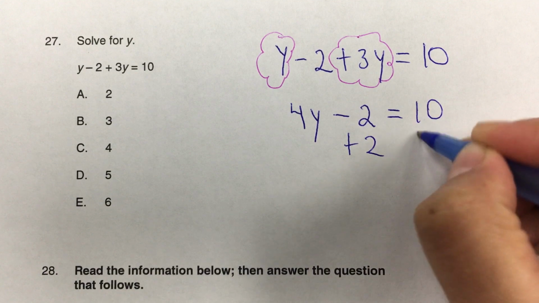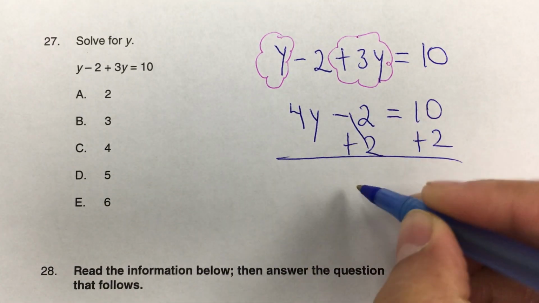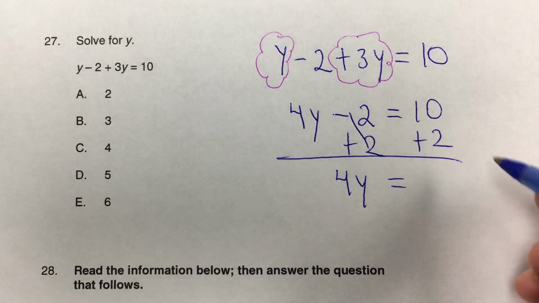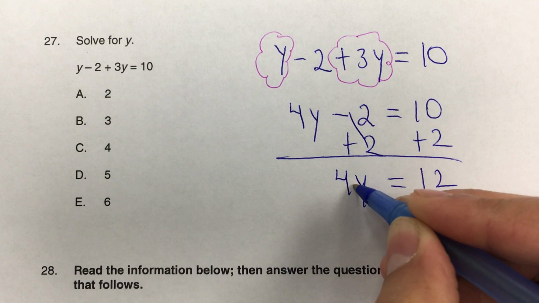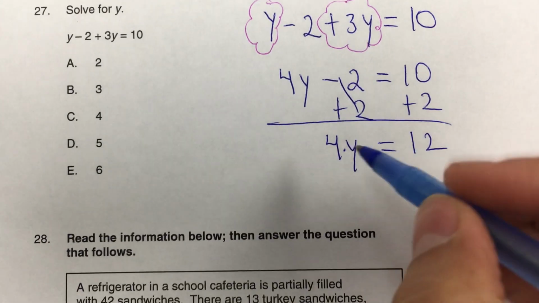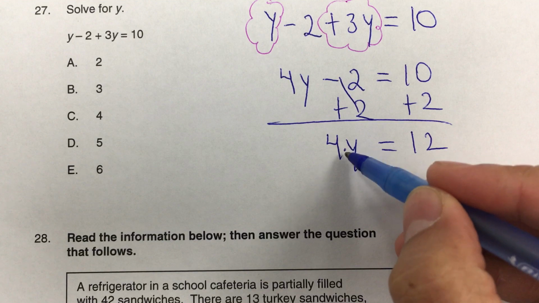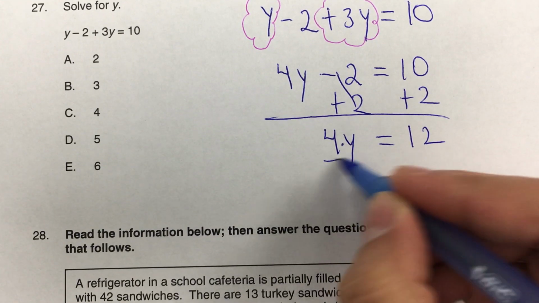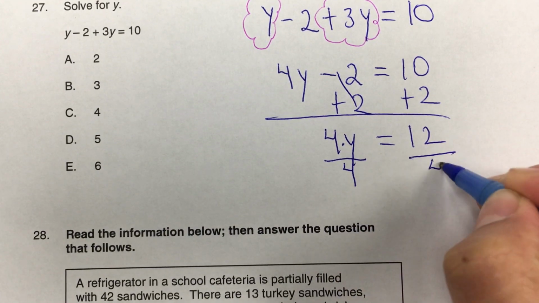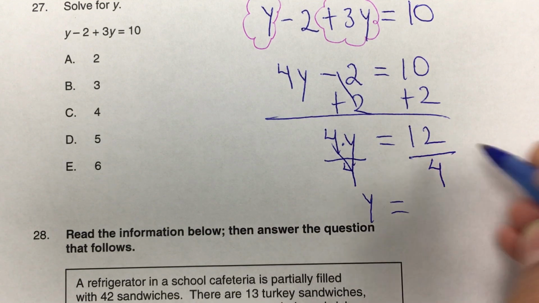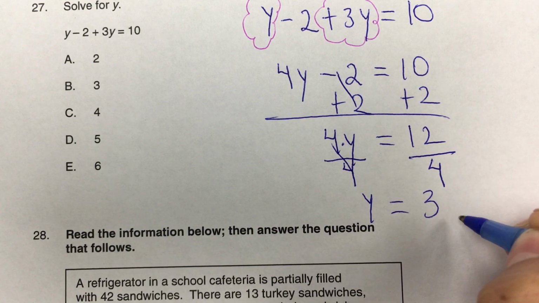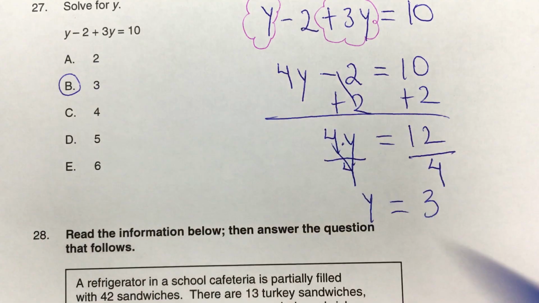You add 2 to both sides. 4y equals 12. This means multiplication. Anytime you have nothing, like no plus, no minus, it is multiplication. The opposite of multiplication is division. And so y equals 3. Letter B.